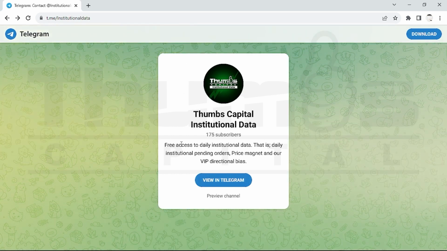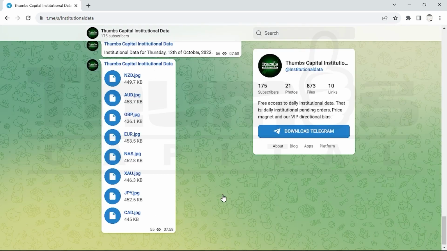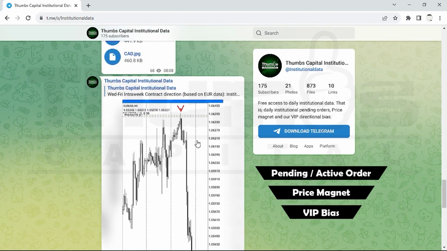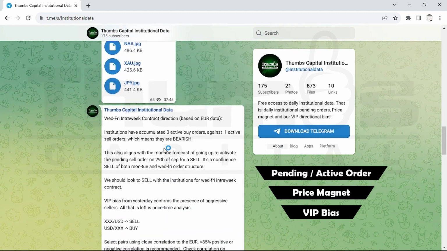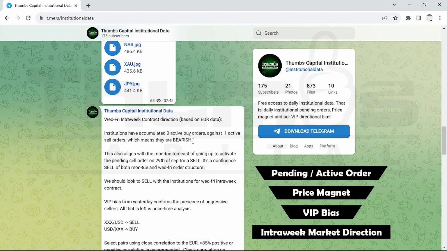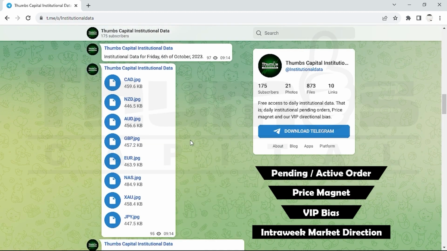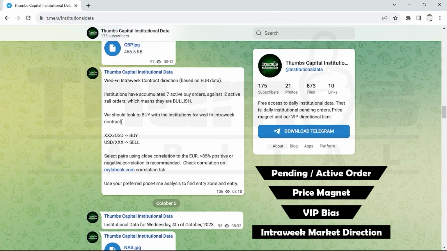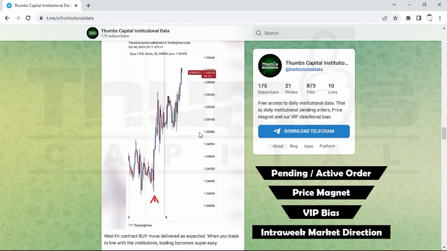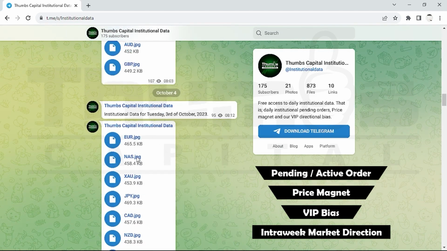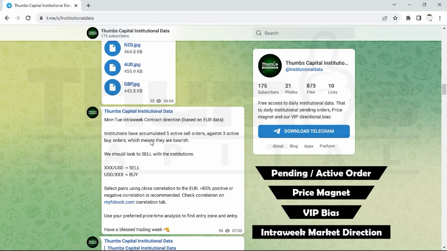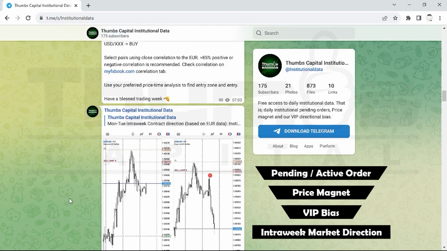I've been away for some time now, although I've been very active on our institutional data Telegram channel where I share daily institutional pending and active orders, price magnets, VIP buyers, which is basically active demand and supply. And recently I started sharing intra-week contract market direction based on our interpretation of the institutional data. So far we've shared 18 intra-week contract directions. That is 9 weeks of active trading, and we were right 17 times out of 18. That to me is A plus level of accuracy, meaning institutional data is a real forex trading cheat code.